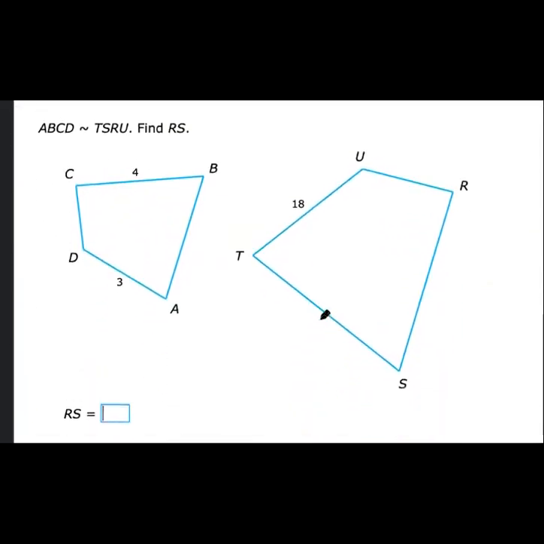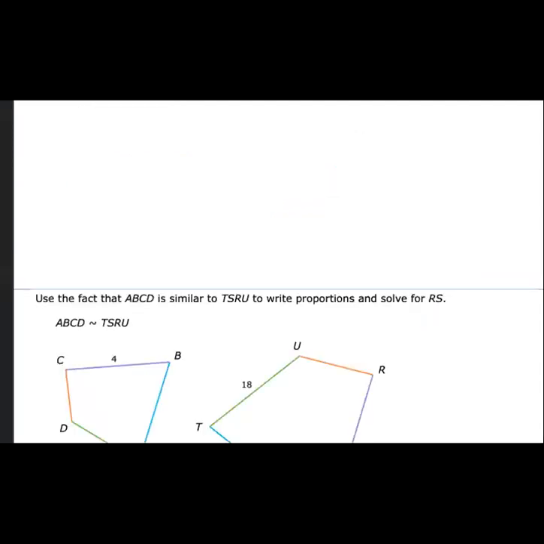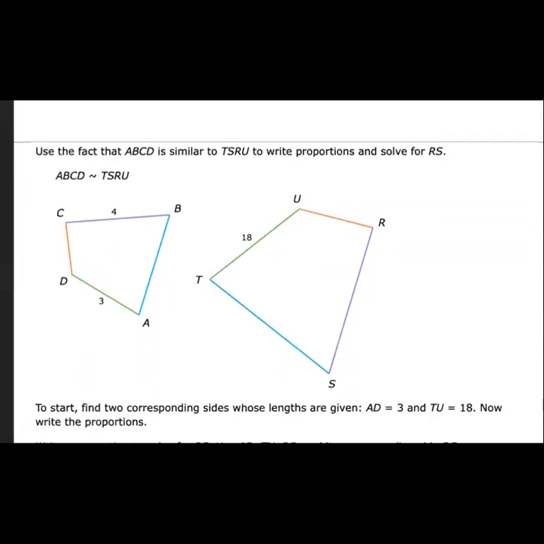All right, ABCD is similar to TSRU, find RS. Okay. So let's take a look at that one right there. So they tell you actually AB is similar to TS. Okay, so we can color code those sides. All right, so color coding all those sides for you should look like this.